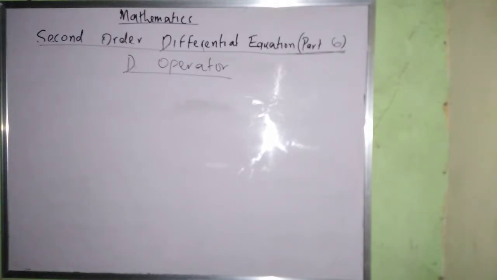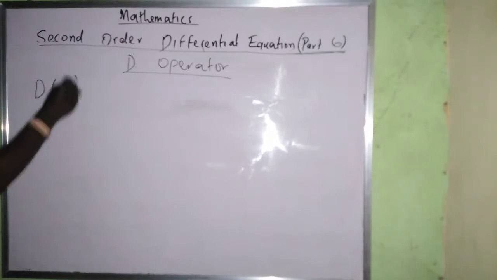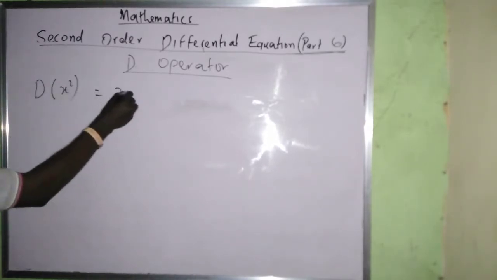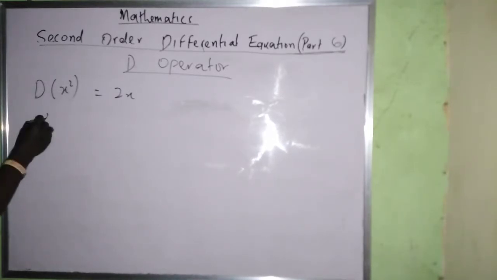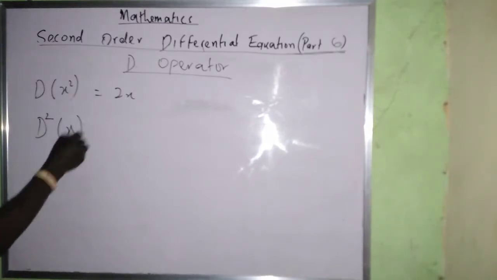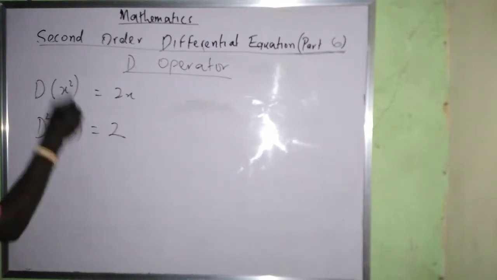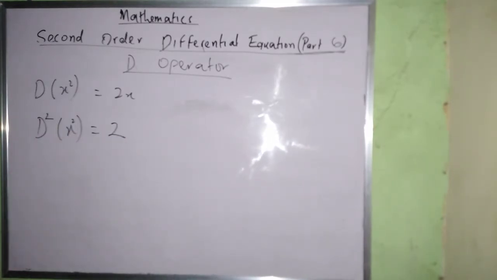Now, let me start. If I'm talking about the operator, if I have d of a function, of x squared, it means I'm having 2x. That is my d. It means I will differentiate this once. Now, if I'm having d squared, I introduced this during our differentiation, higher derivative. I've introduced what is called the operator. Under higher derivative, if I have d squared of x squared, it will be 2. It means I'm to differentiate 2 times.